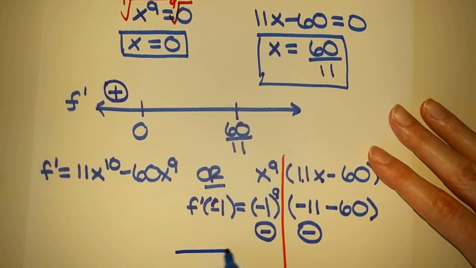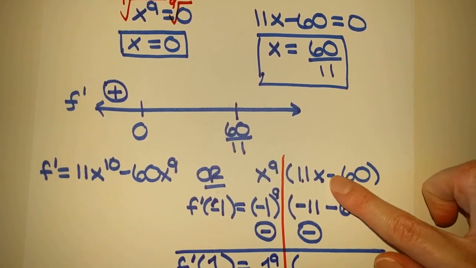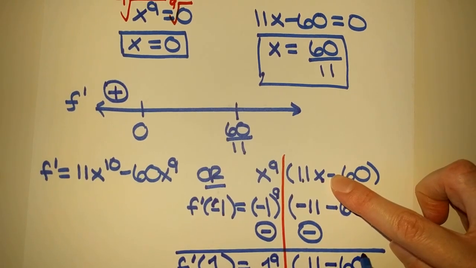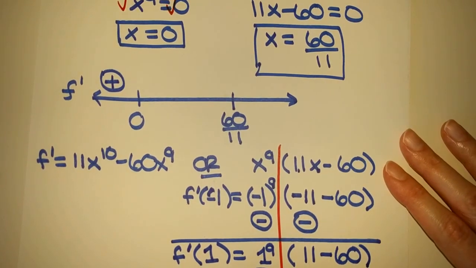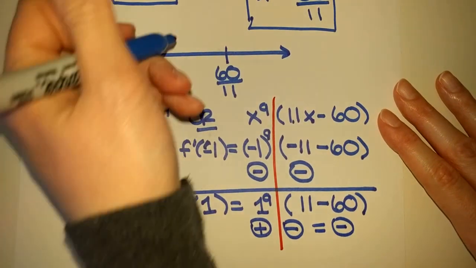So here I have a negative times a negative, so that's going to give us a positive on the first interval. All right, so then from 0 to 60 over 11, I might decide I'm going to plug in, let's say, +1. So I get 1 to the 9th. 11 times 1 just gives us 11 minus 60. So we're looking at a positive times a negative, so that gives us a negative.